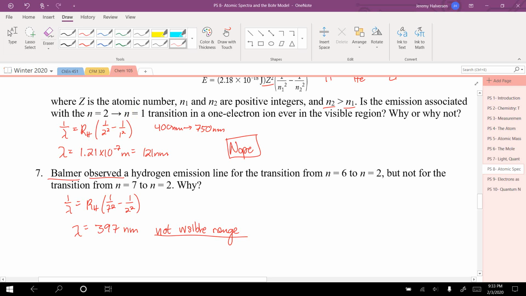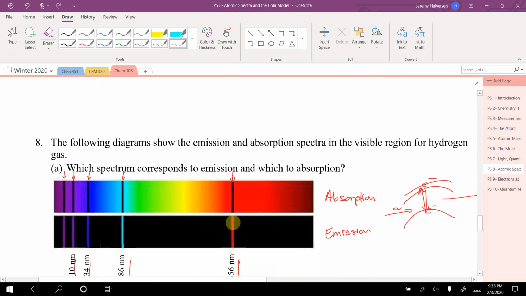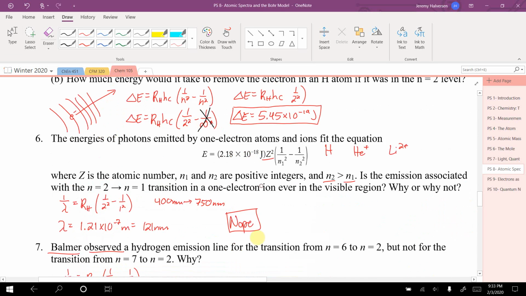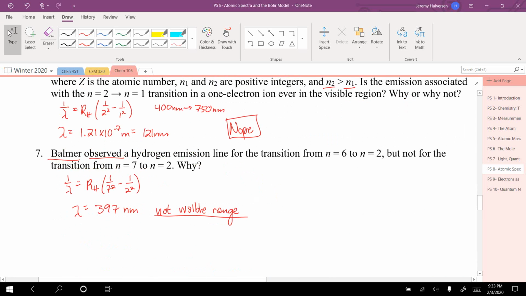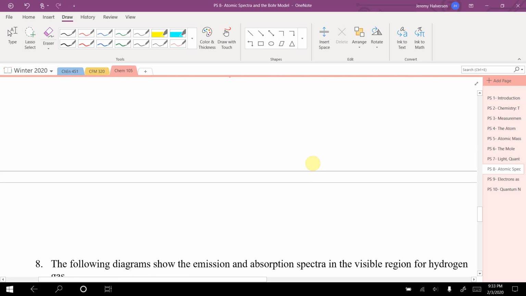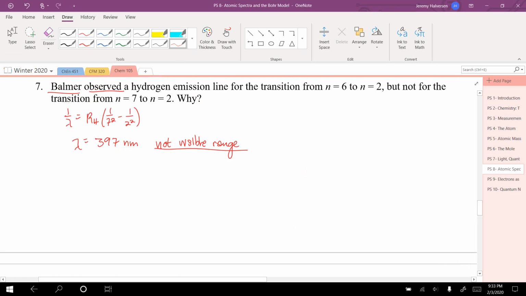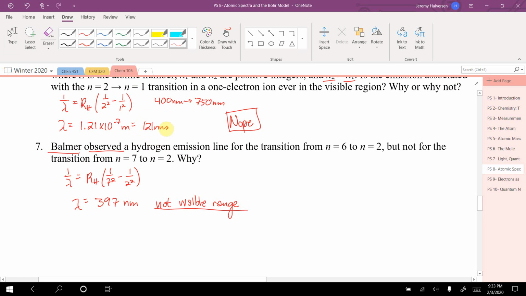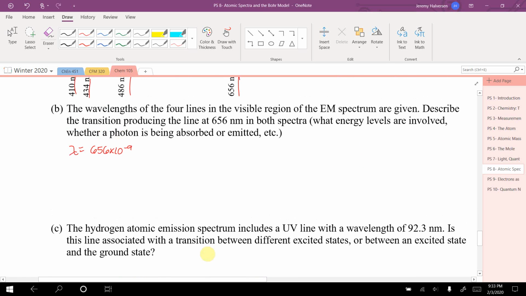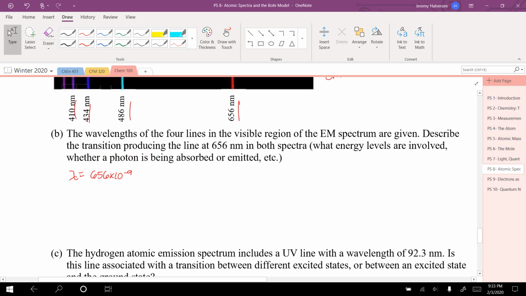2 to 1 is not visible. And so the fact that we can see this line means it's not finishing at 1, because 2 to 1 is not visible, and anything higher energy than that, 3 to 1, 4 to 1, is just going to be a lower wavelength than this, so less visible. So I'm going to start guessing with n equals 2 and see if that works.